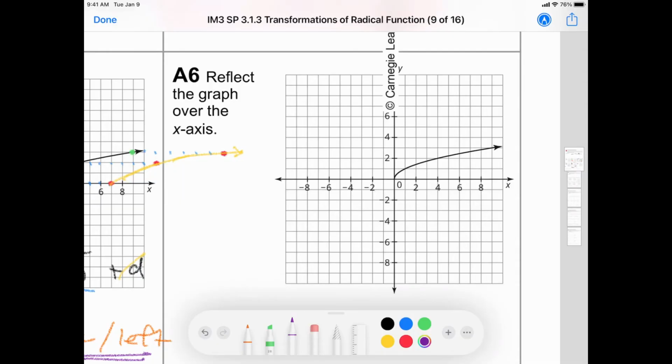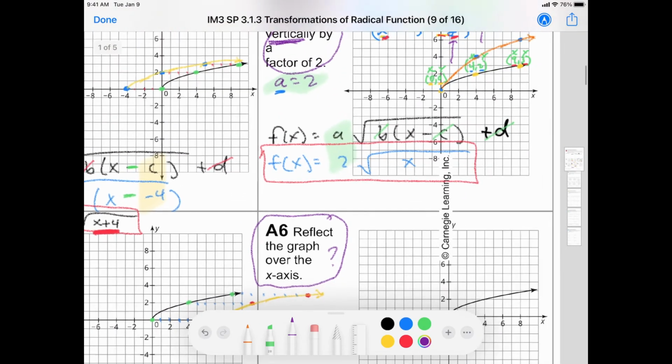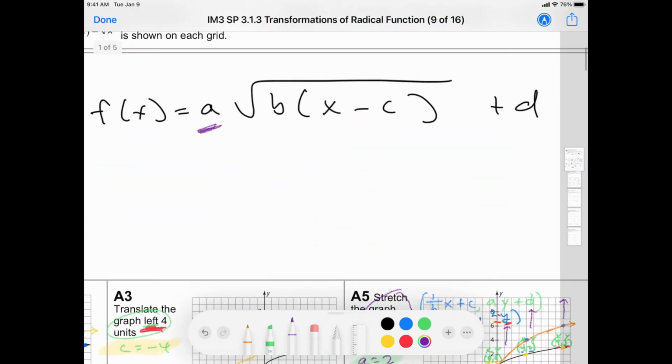A6 tells us to reflect the graph over the x-axis. And the question is, which letter does this refer to? Is it an A, B, or a C or D value? You can just do process of elimination if you need to. This is a vertical translation. This is going left to right. No. This one refers to reflecting over, if this was a negative, which we have no number there for ours, that would be a B value, and that's also the horizontal stretch or compression.